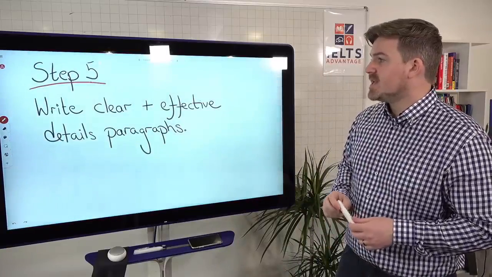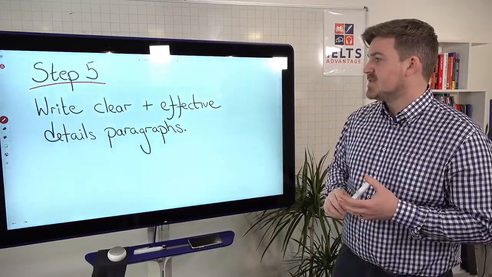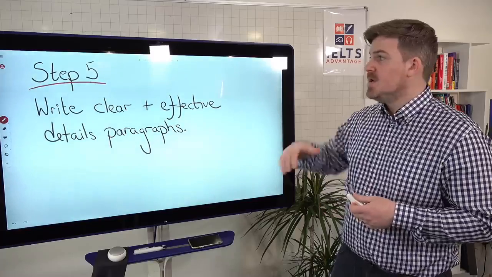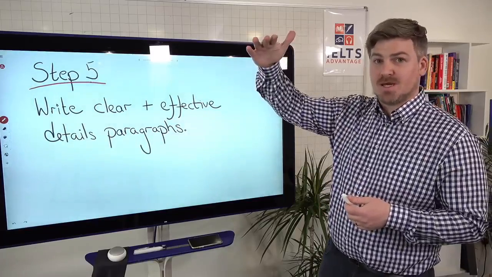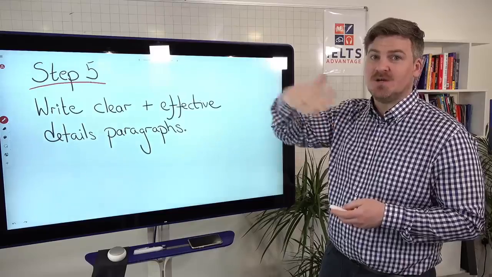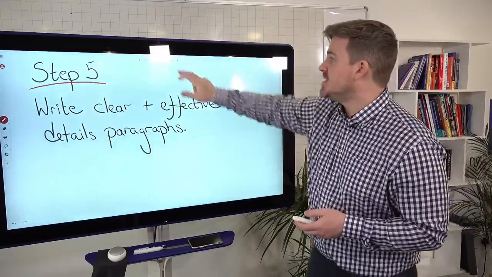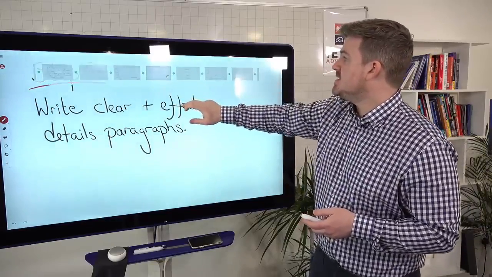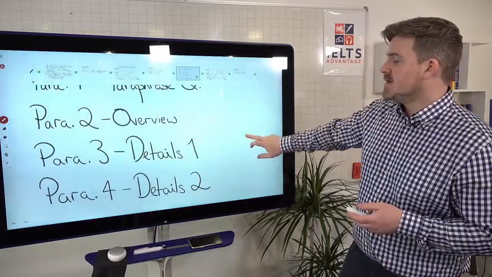Step 5, write clear and effective details paragraphs. All right, so first you write your introduction, which is paraphrasing the question, then your overview. Now you need to write your details paragraphs. And this is what it would look like.